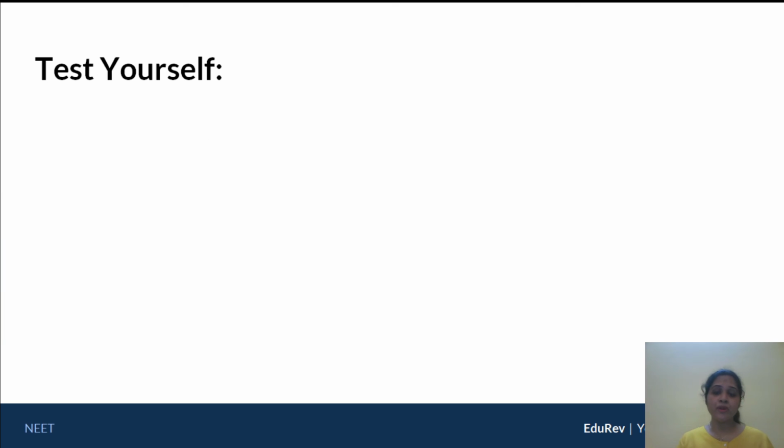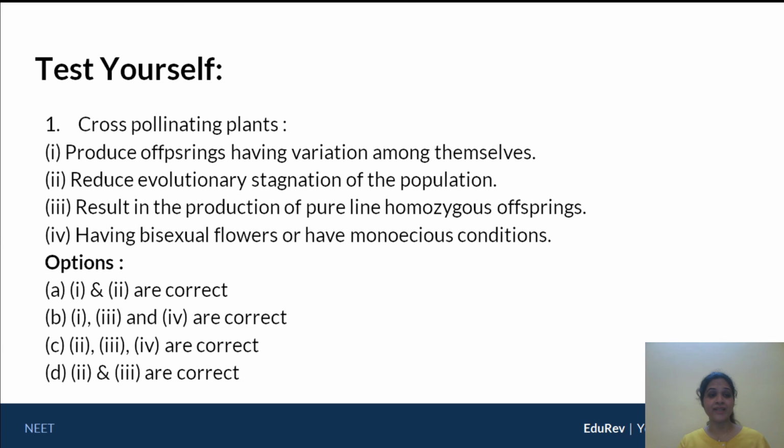Now let's go through a couple of MCQs to help you out with your NEET exam. The first: cross-pollinating plants. We have got a couple of options, and we'll have to choose which ones are correct. Number one, produce offspring having variations amongst themselves. Now, this is obviously a correct statement. Number two, it reduces evolutionary stagnation of the population, which basically implies we have variations coming in. There's no stagnation of the genes. Okay, this is also correct.